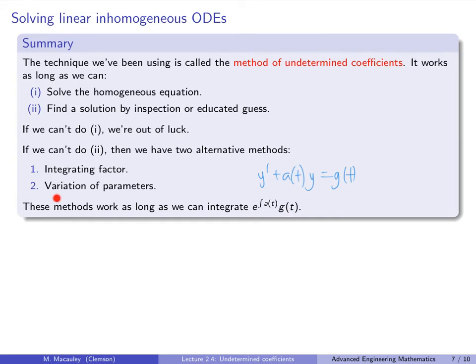However, variation of parameters has a built-in checkpoint. Go back to my Intro ODEs lectures if you want to check this out. And by that I mean you plug things in and things always massively cancel. And if they don't massively cancel, you know you've made a mistake. Stop, go back and try again.